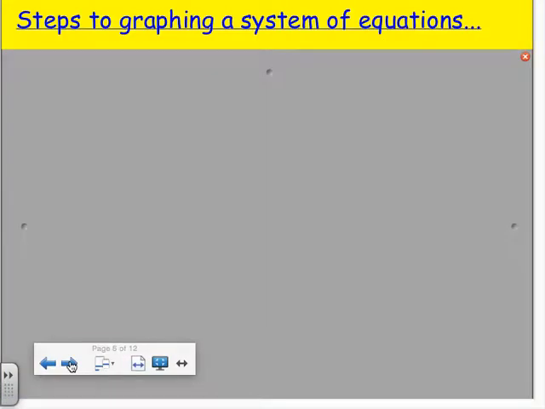Uh-oh. Took a while there. So, steps to graphing a system of linear equations.